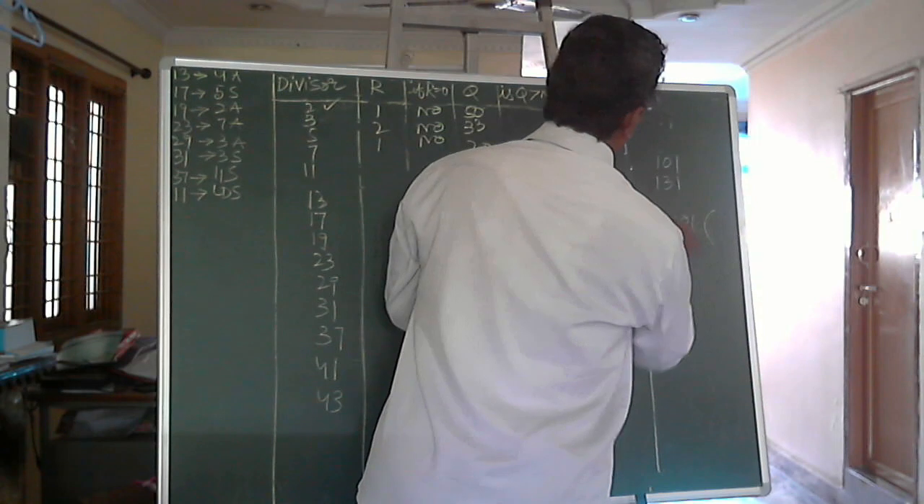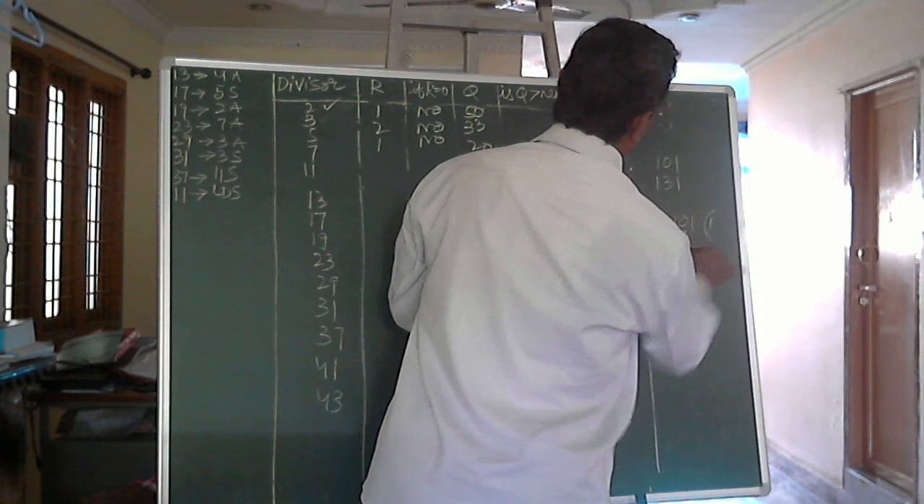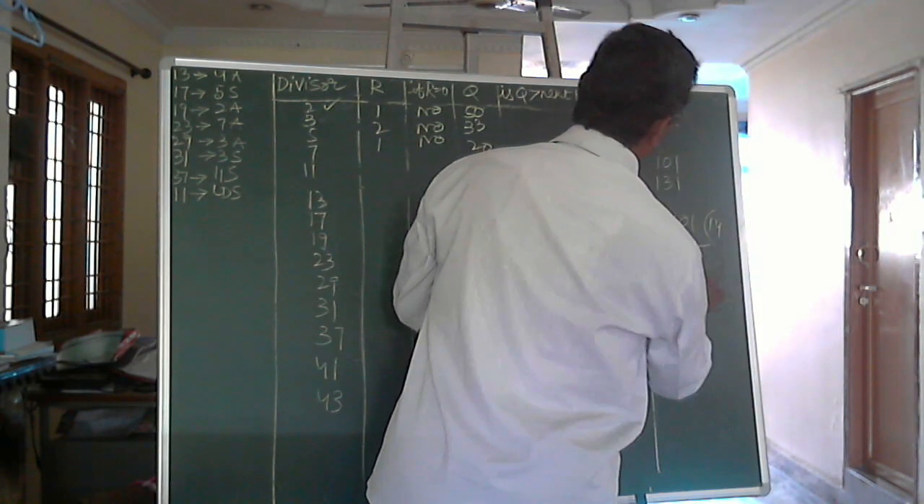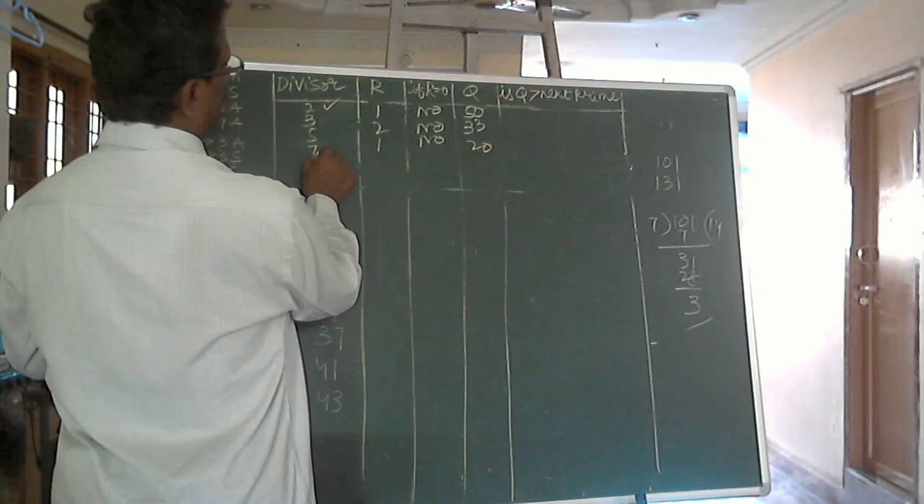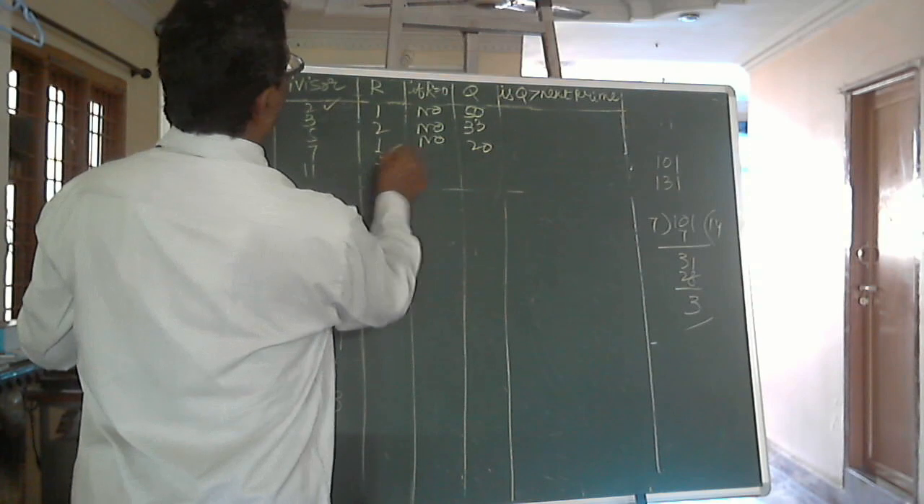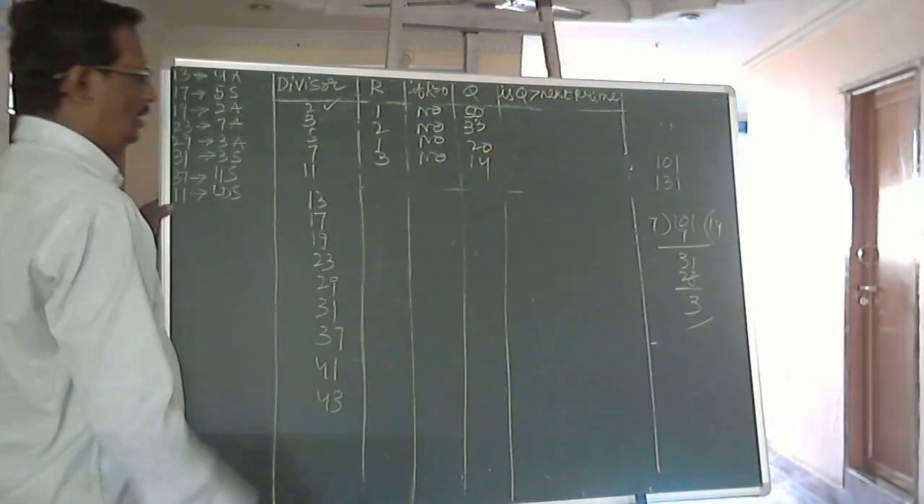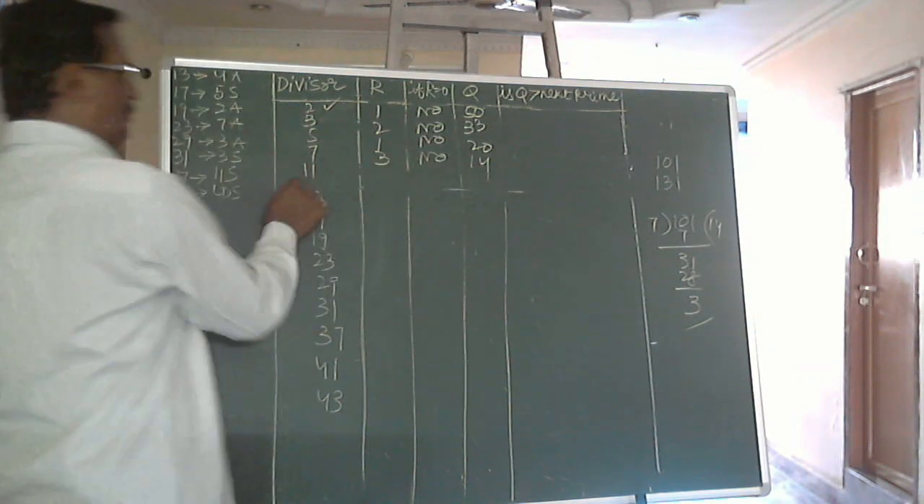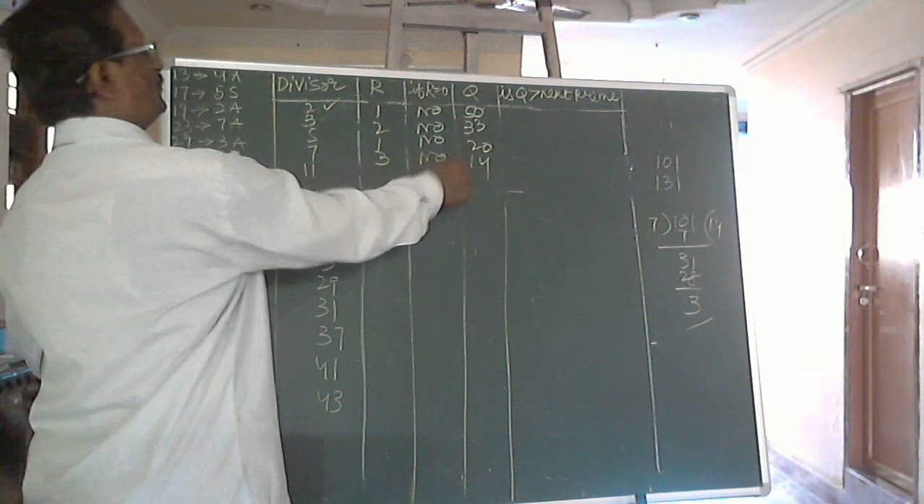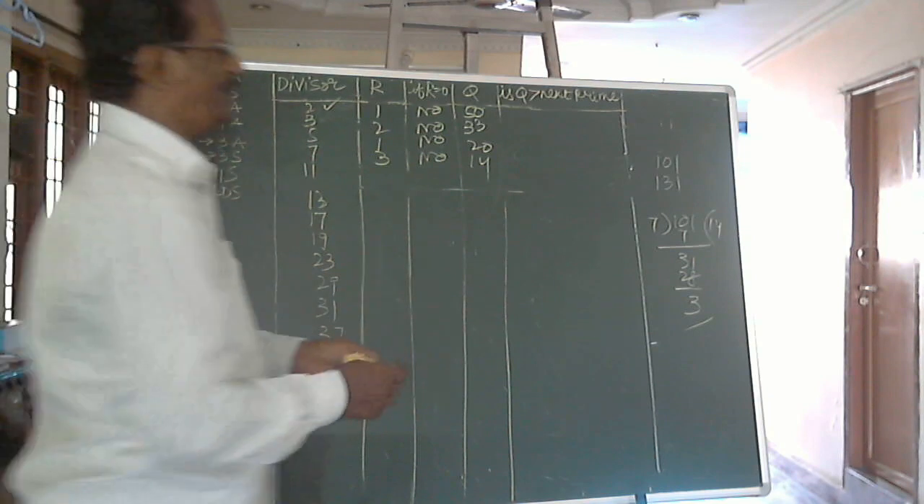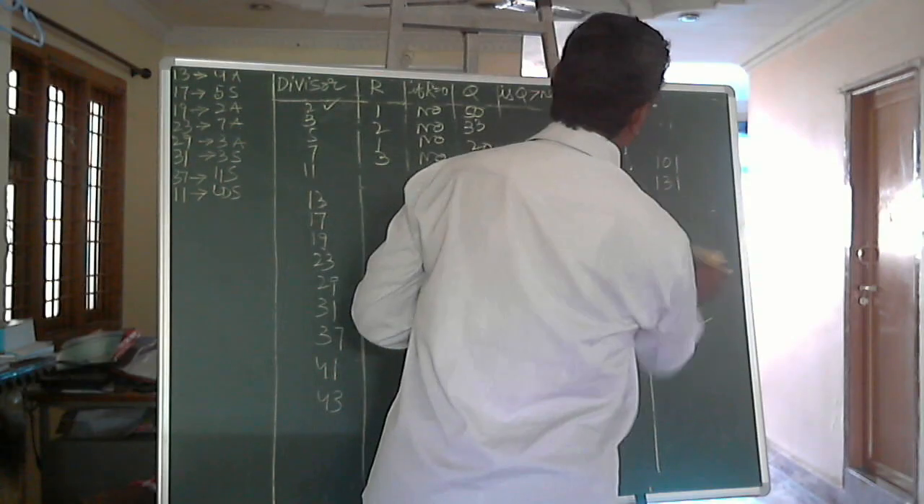101 by 7. 1 seven is 7, 31. 4 sevens are 28. 3 remainder. On dividing by 7, remainder is equal to 3. This remainder is not equal to 0. Quotient is equal to 14. So again, 14 we need to compare with 11. Again 14 is greater, so one more division we need, on dividing by 11.